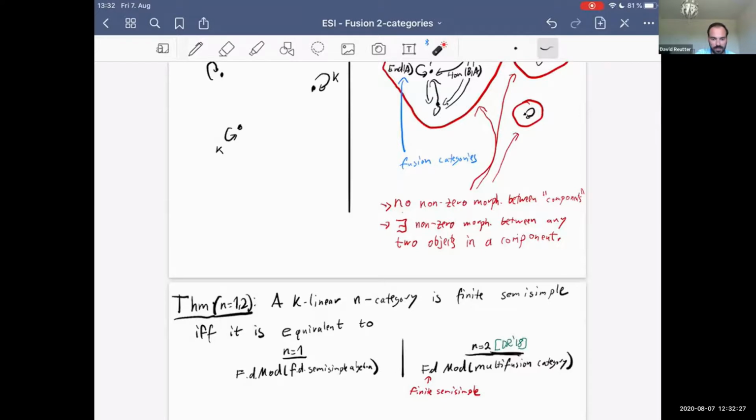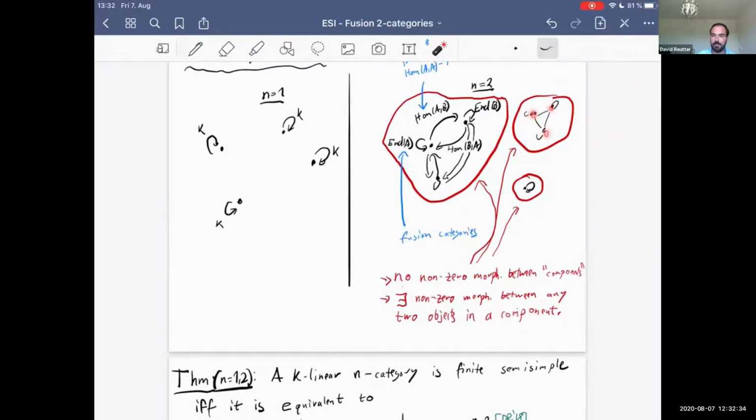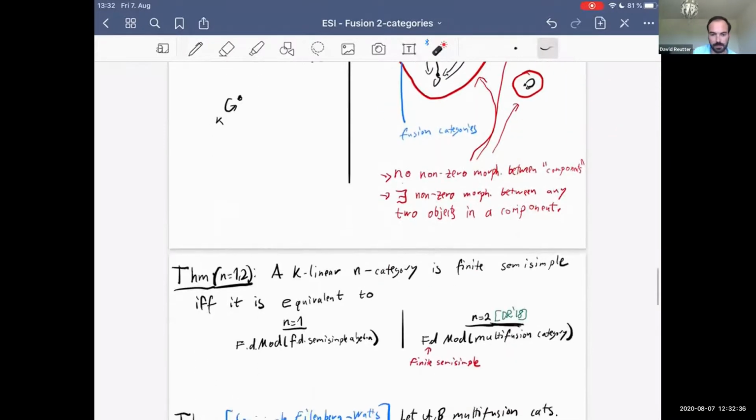And I've just seen a question in the chat whether the dot here means that it's a simple object, and this is absolutely correct. So the dots here stand for simple objects.